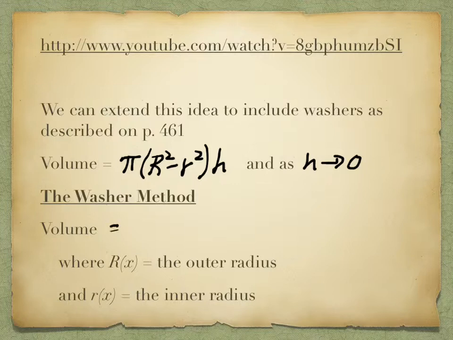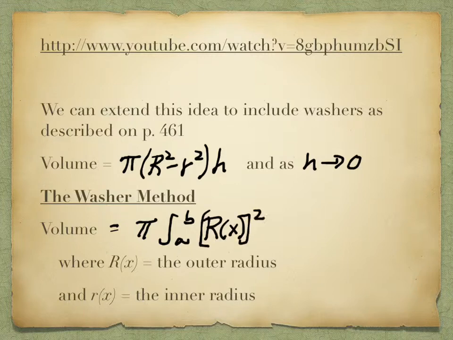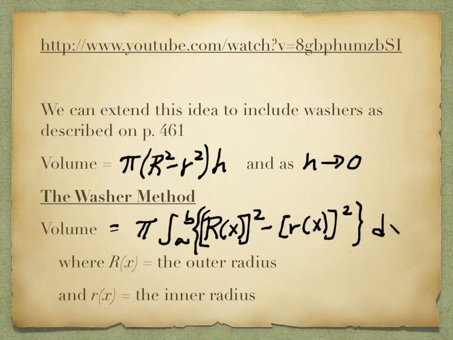So our volume actually ends up being pi times the integral from a to b, and we have the outer radius squared minus the inner radius squared. Doesn't look very good. Let's try again. And then all of this with the dx on the end, right? The dx is like my height.